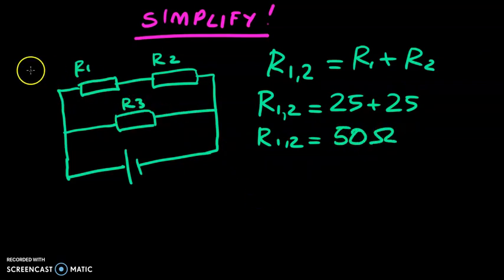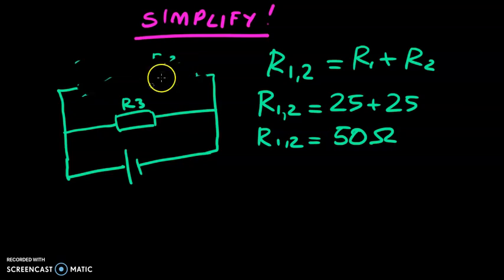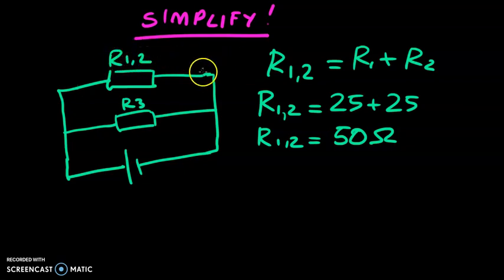Excellent. So what we can do, we can actually get rid of this at the top, and we can just look at it very simply as being a single resistor of value 50 ohms. So this is now R1,2. Okay, so let's just put those values in there. 50 ohms and 25 ohms. So now what we've got is a 50 ohm resistor and a 25 ohm resistor in parallel with each other.